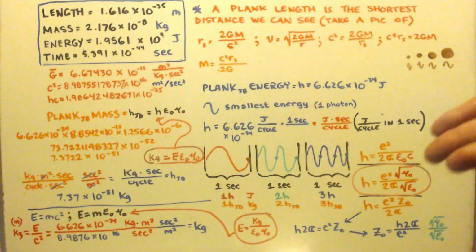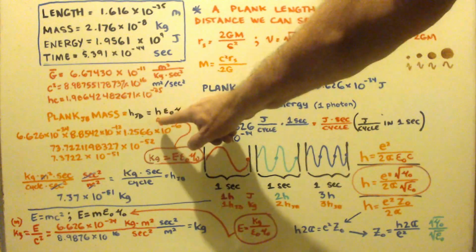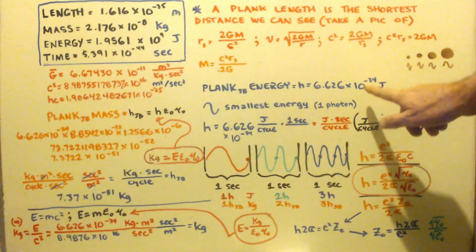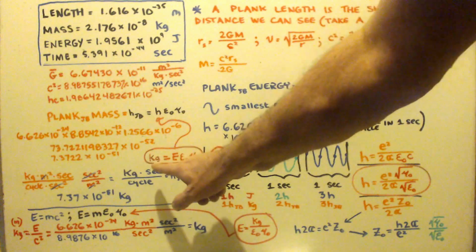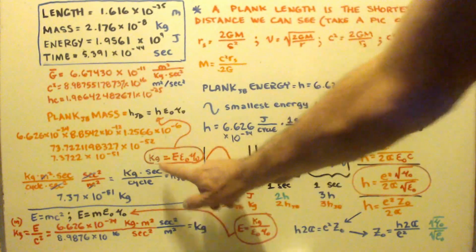But if I wanted to, right, I could have just put energy instead of using Planck's constant. I could have just used 6.6 times 10 to the negative 34 joules, put it in there, and it would have come out with, instead of kilogram second per cycle, I would just have kilograms. Okay.